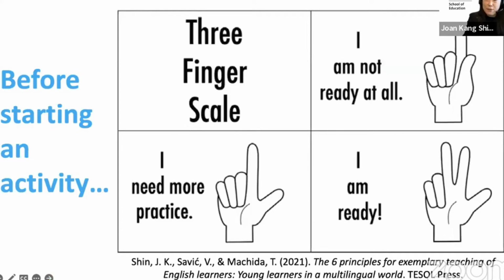Okay, so if you build this routine before starting an activity, you say, okay, are you ready? And someone says, I'm not ready at all. That means maybe you need to explain the instructions or demonstrate the instructions for the activity again. Okay, I need more practice, or I'm ready. If everyone's saying I'm ready, you can get started with the activity, but they might be giving you feedback. They're not ready yet, and either they need more instructions or they might need more practice.